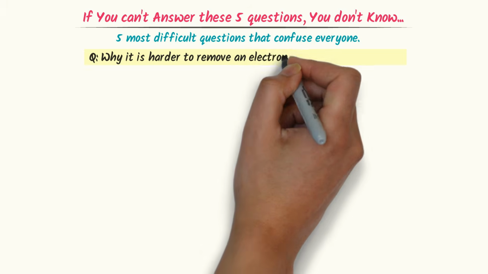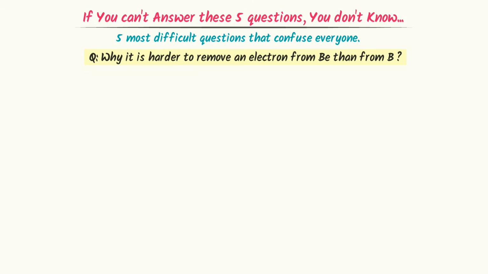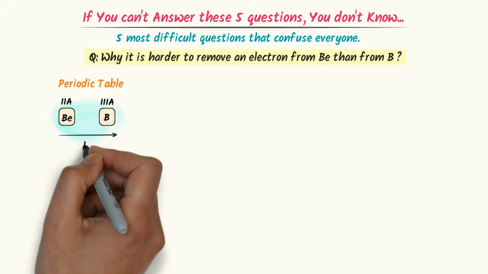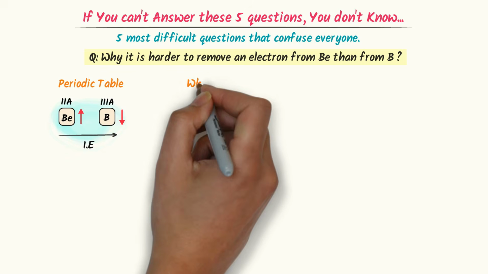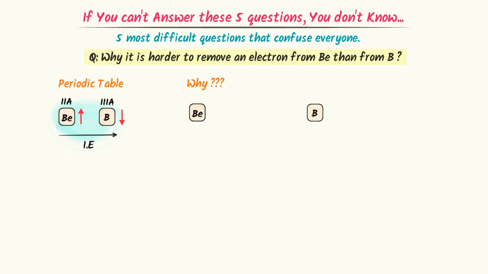Why is it harder to remove an electron from beryllium than from boron? Now this looks strange. Boron is to the right of the beryllium in the periodic table. So according to the general trend, ionization energy should be higher for boron, but it is not. Beryllium has higher ionization energy than boron. And to understand why, you need to look at the electrons carefully.